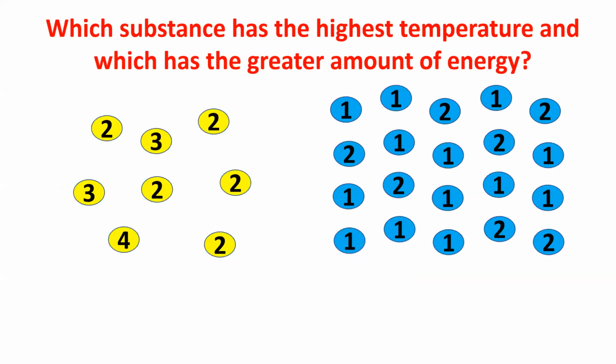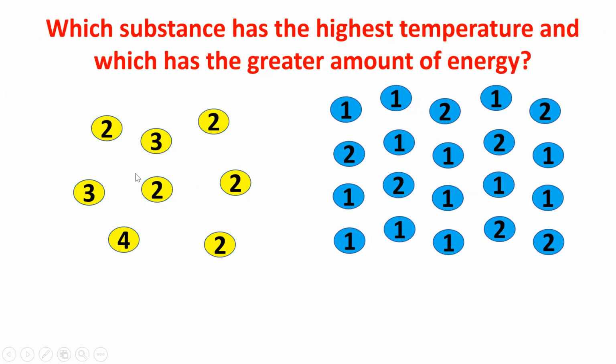So if you were shown two diagrams like this, with a substance here, the yellow one, on the left-hand side, and another substance here, the blue one, on the right-hand side, which substance would have the highest temperature and which would have the greater amount of energy? So how would you tackle a question like this?